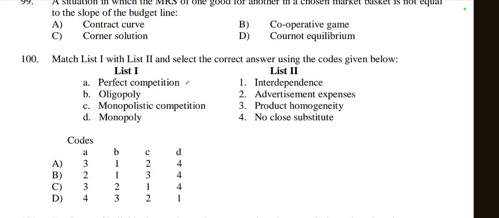Yes, perfect competition: product homogeneity, or homogeneous product. Then oligopoly: interdependence, because few sellers, they are interdependent. Then monopolistic competition: advertisement expense, advertisement is a major factor. Then monopoly means no close substitute. So option A3, B1, C2, D4 in the option number A.